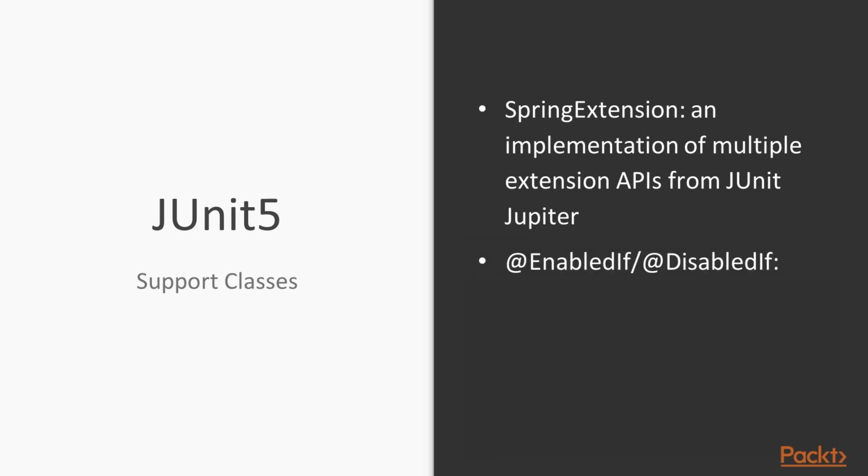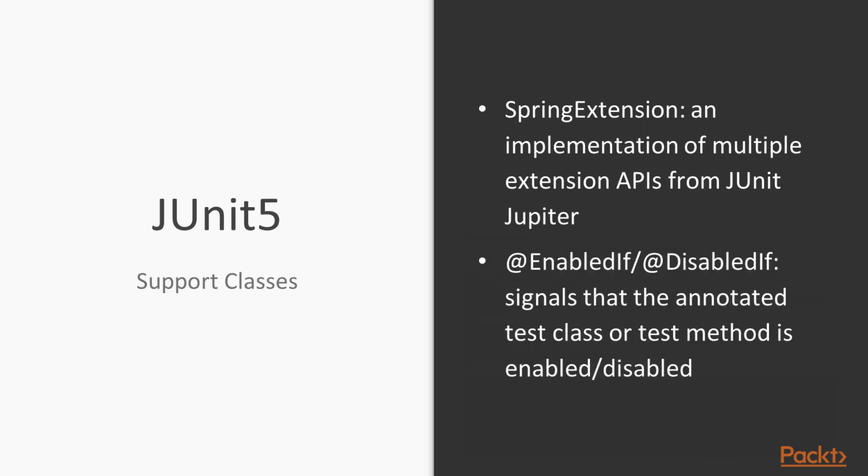Spring also provides support for the EnabledIf and DisabledIf annotations, using which we can make our unit test execution dependent on some condition. For example, if some properties exist within an environment, then our test should be executed. If some file is not available on some path on the file system, then this test case shouldn't be run. So this is a quite powerful way to configure our tests to run only when some conditions are met.